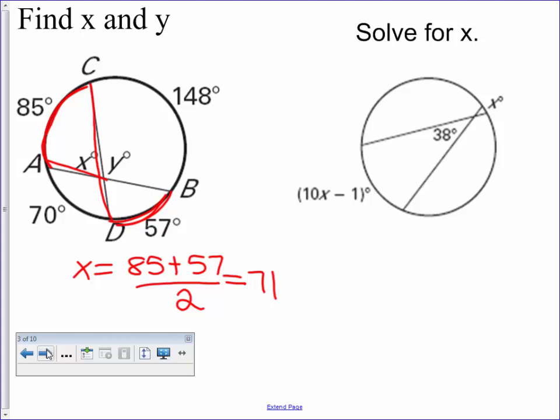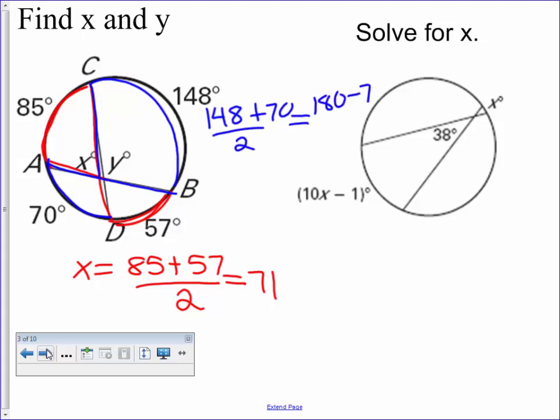There are two ways to go back and find angle y now. Notice that we have a linear pair, so I could do 180 minus 71, or you can use its intercepted arcs, 148 and 70. Either way, 148 plus 70 divided by 2 is going to equal 180 minus the 71 we got from x. If they don't, you did something wrong. So it's a good way to check your answer. And you should get either way that y equals 109.